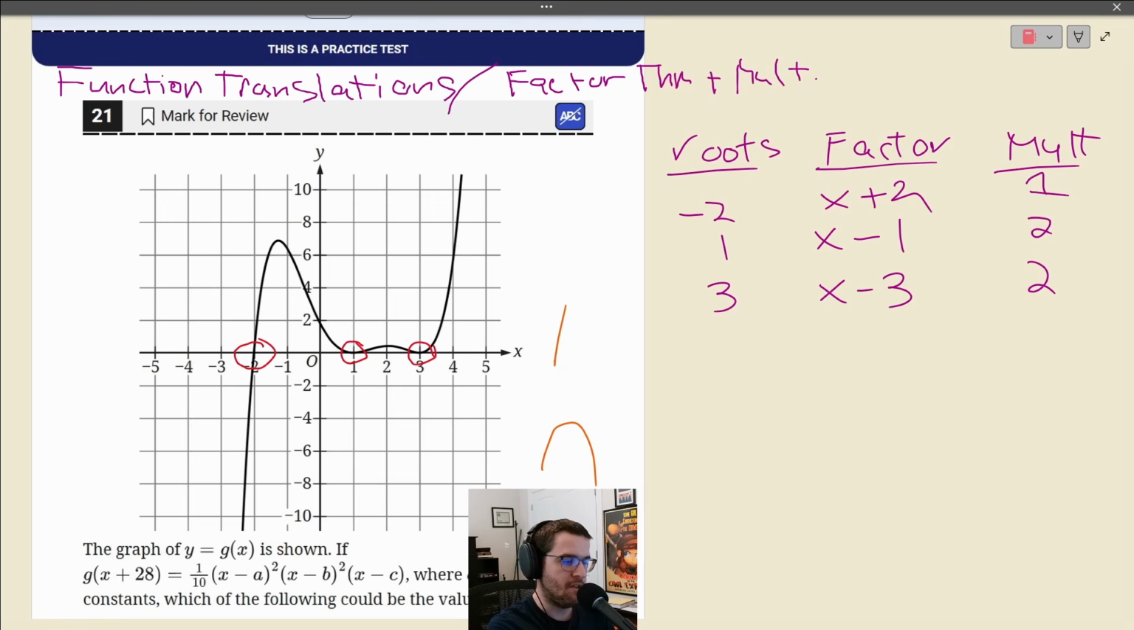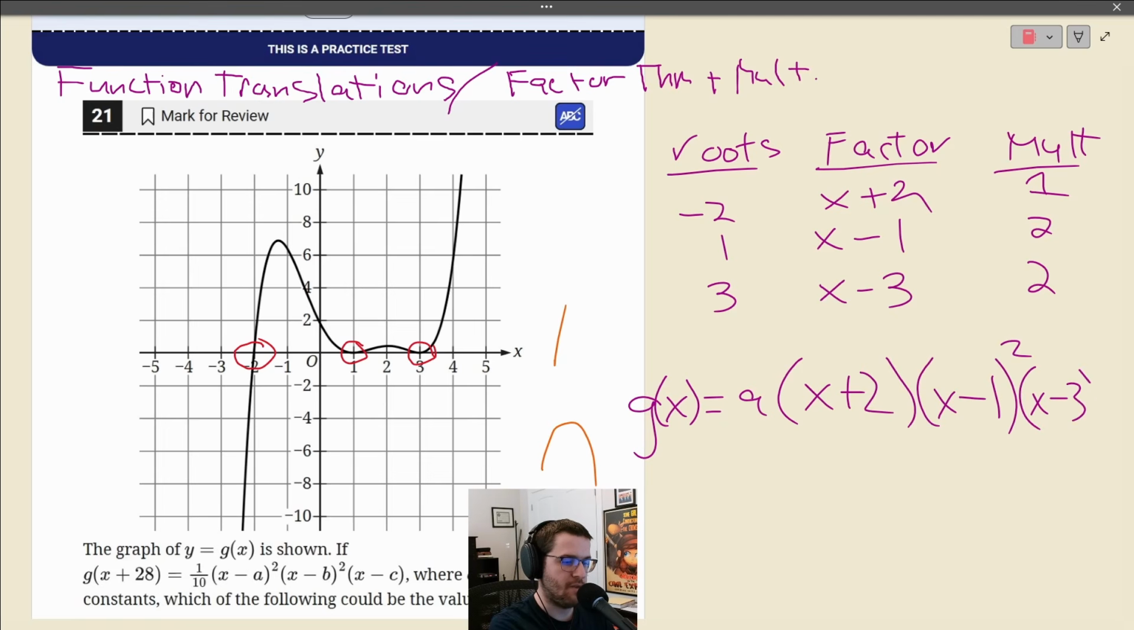So this would be g of x equals a, x plus 2 to the 1, which doesn't do anything, times x minus 1 squared, times x minus 3 squared. And we actually don't need to figure out what the a is because they kind of told us. And if you didn't know, moving the function left, right, up, or down doesn't change the a at all. So we can actually just steal the a from here if you'll allow me to cheat a little. So the a is 1/10.